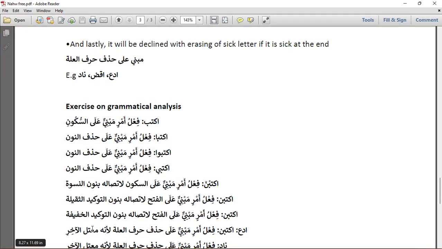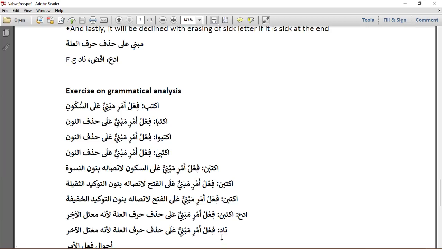لأنه معتل الأخير. So nadi is a fi'l amr mabni ala hadfi alif al-'illa li'annahu mu'tal al-akhir. So that is how we do the analysis of fi'l amr, from the natural one uktub to the ones where we add noon in the mudari, taktubani, taktubuna, taktubina. What do we do? We remove the noon to give us our fi'l amr. So we say fi'l amr mabni ala hadfi nun. Why? Because that was what we did to get the fi'l amr.